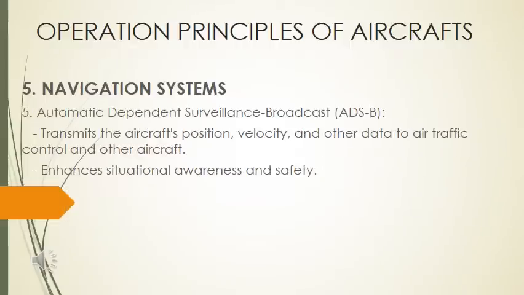Number 5, the automatic dependent surveillance broadcast. ADS-B, automatic dependent surveillance broadcast. It transmits the aircraft position, velocity, and other data to air traffic control and other aircraft. It enhances situational awareness and safety. Okay, so this transmits the data about the aircraft, such as position, velocity, and other important data to air traffic control and other aircraft. This helps in monitoring the aircraft. It increases situational awareness and safety.